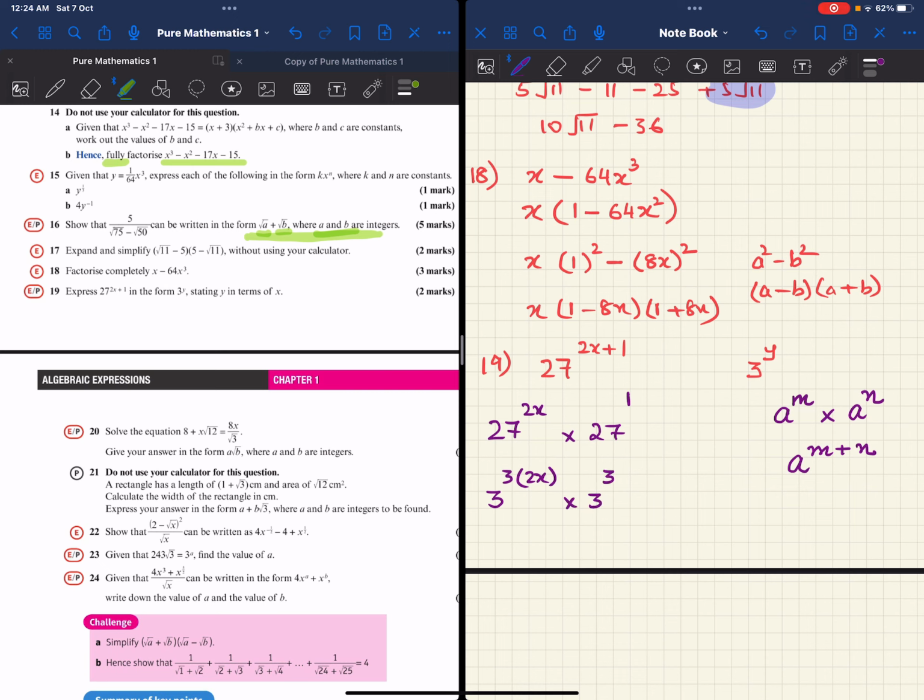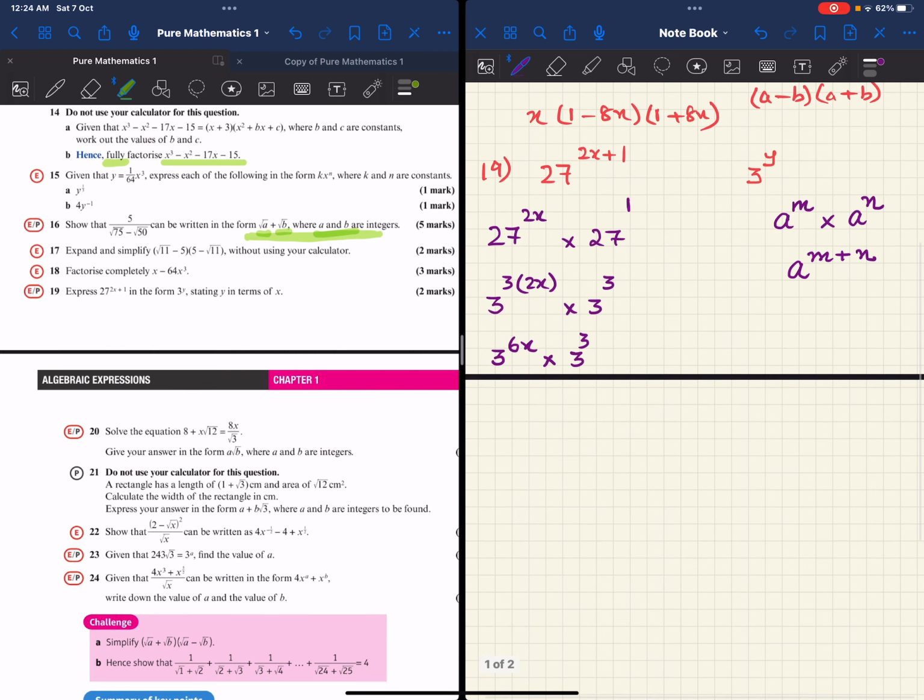So now the first factor becomes 3 to the power of 6x and the second one becomes 3 to the power of 3. And now this is in this format. So we can rewrite it as a common base and add up the powers. So we will do that. We have 3 to the power of 6x plus 3. And that is our answer, equal to 3 to the power of y.